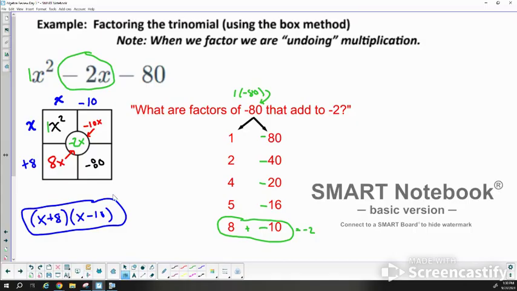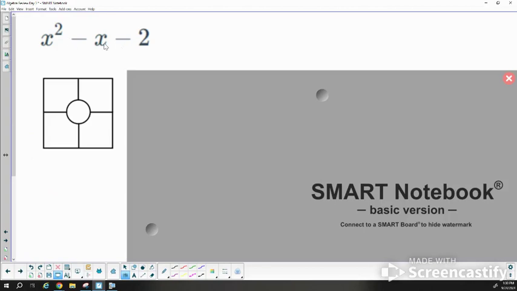So what I'd like you to do right now is go ahead and pause the video, and you have this example on your sheet. Go ahead and fill that out, and then we'll go over it here in a second.